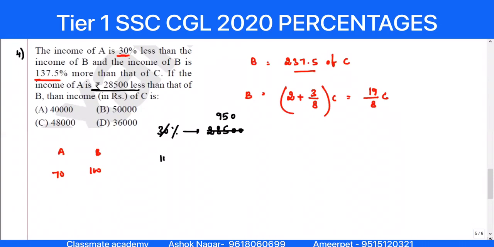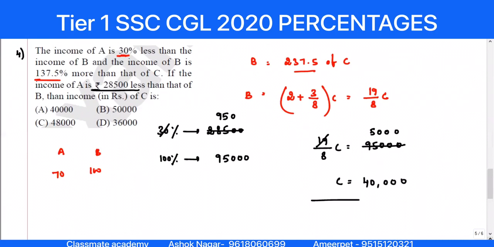After that, you can say what is 100%? So B's income is 95,000. If B's income is 95,000, what is C's income? 19 ones are 19, 19 fives are 95. Can anyone tell me what his income is? 5,000 into 8 is 40,000, which is the income of C. Is that clear?